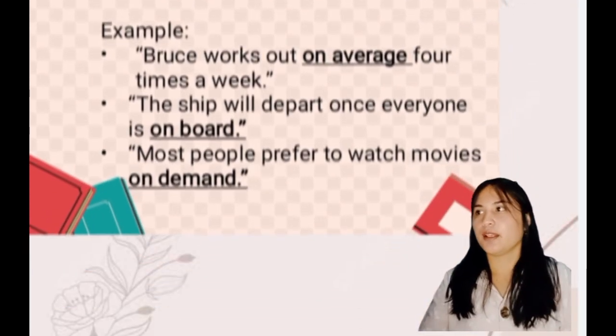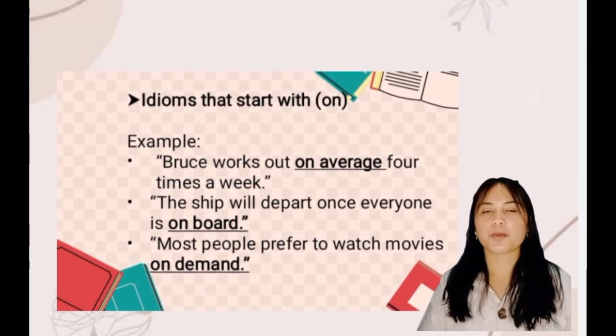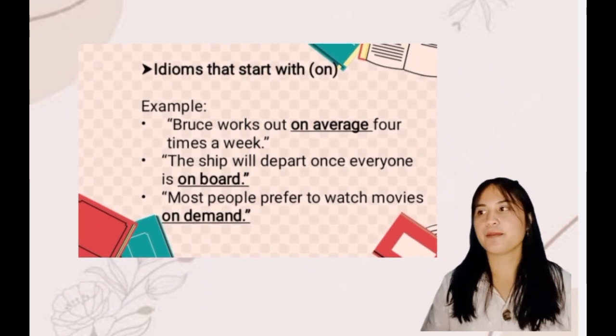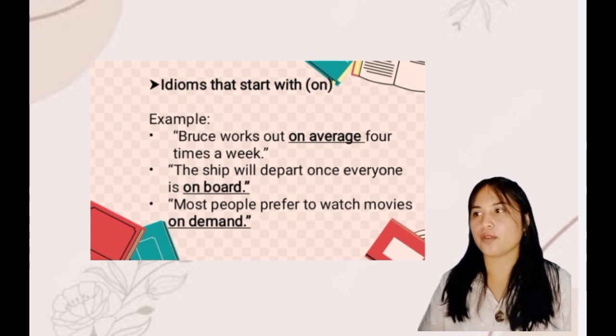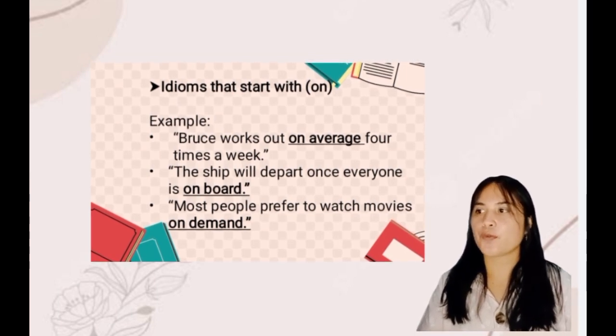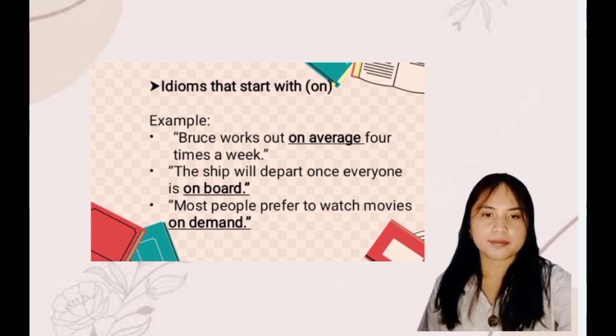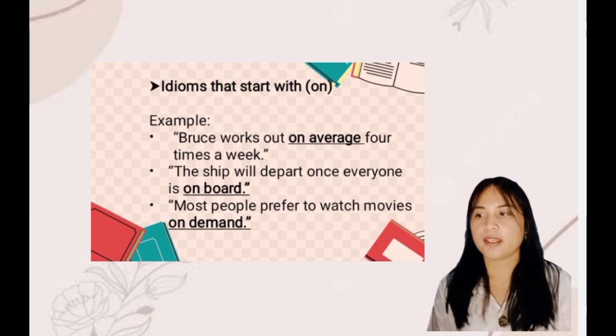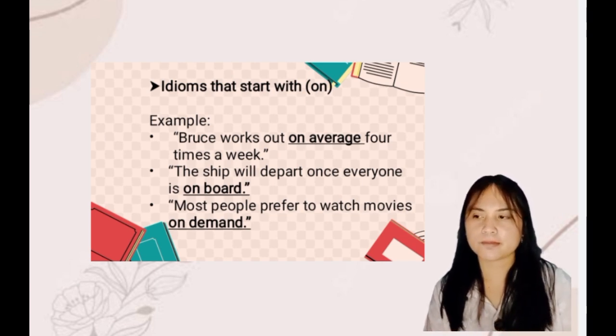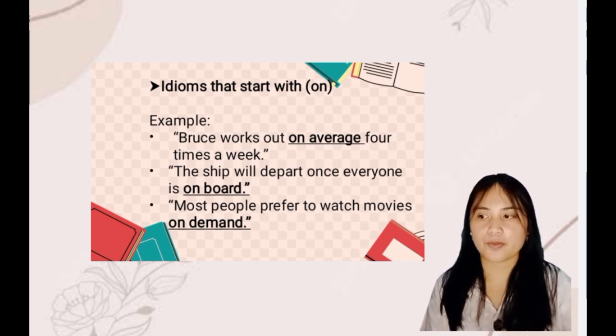Okay, second, idioms that start with preposition on. For example, Brooch works out on a phrase four times a week. So in here, on is the preposition and followed by the adverb a phrase.